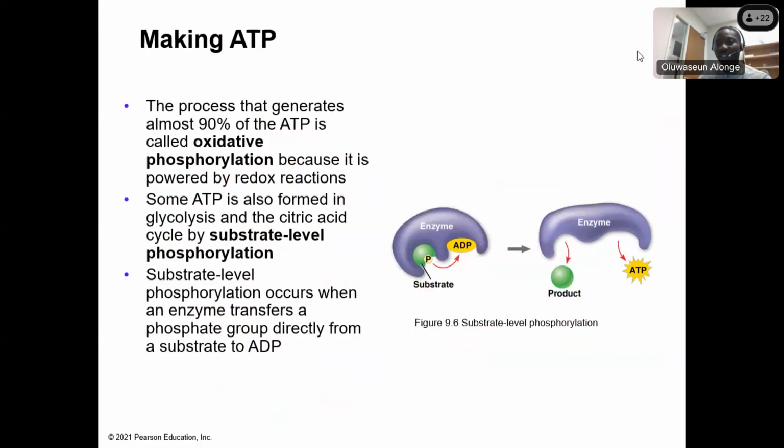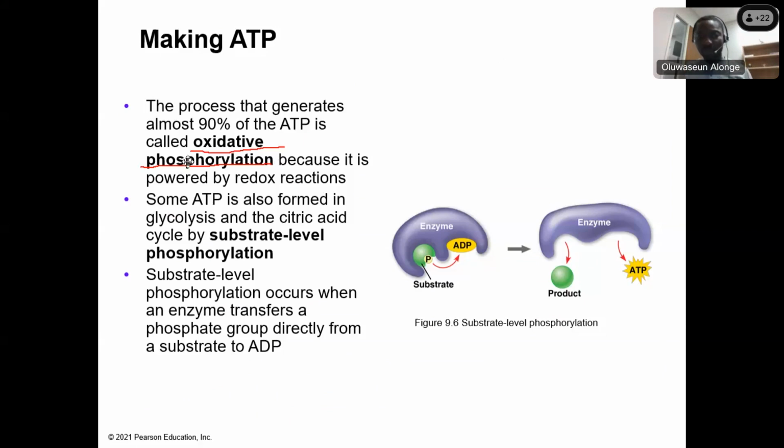Now, look at this. How do we make ATP? The process that generates most of the ATP in the whole system is called oxidative phosphorylation. The oxidative phosphorylation that does not involve substrate, that only involves electrons, makes more ATP than the glycolysis and the citric acid cycle that involve substrates.